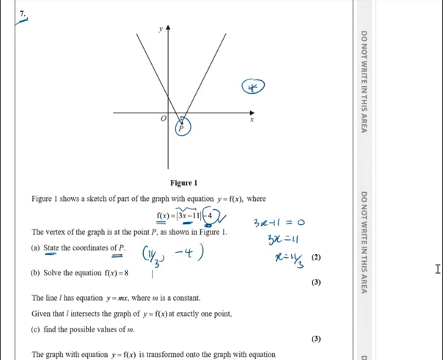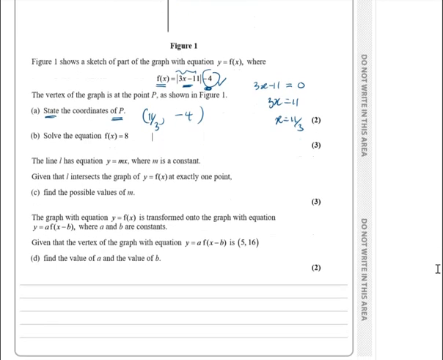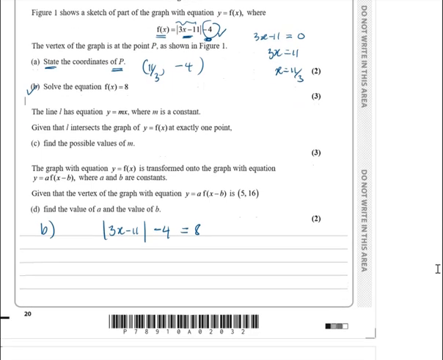All right, the next part is f of x equals 8. That's part B. I'll write it over here. Part B, f of x equals 8, that means the modulus of 3x minus 11, minus 4 is equal to 8. That's what you're trying to solve. I'm going to do it in a different way. I'm going to move the 4 to the other side, so I have the modulus of 3x minus 11 is equal to 12.